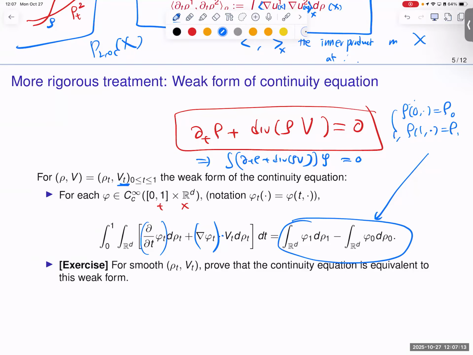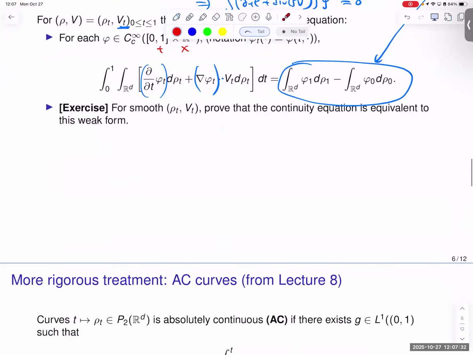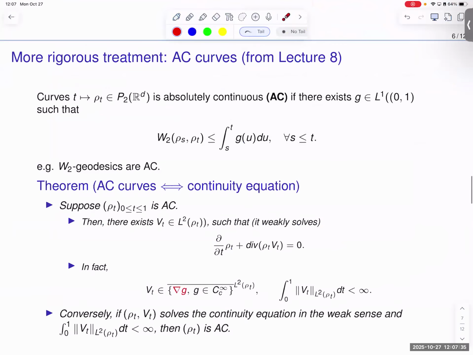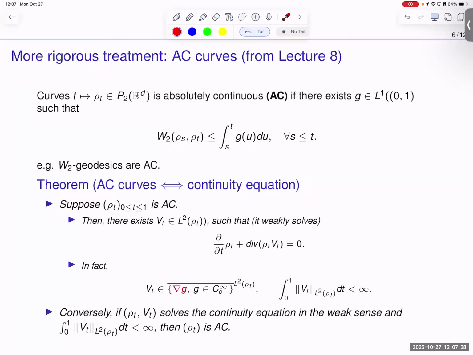Now you can easily verify this in the case when rho_t, v_t are smooth. So satisfying this equation does not necessarily require differentiability in t and x. Okay? It's a weak form. And another thing, which is what you learned, is absolutely continuous curves, AC curves, in the Wasserstein space, in P2 space. So you learned this from lecture 8, right?